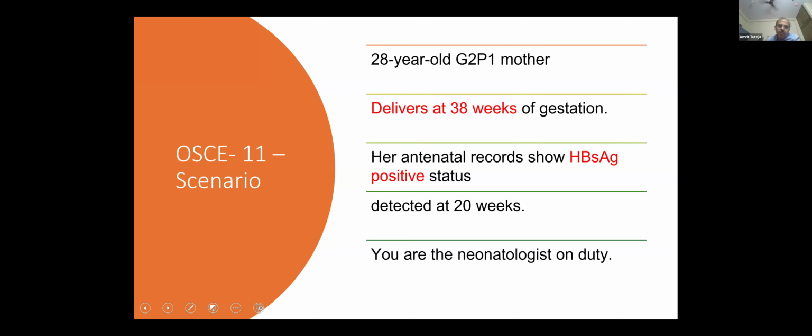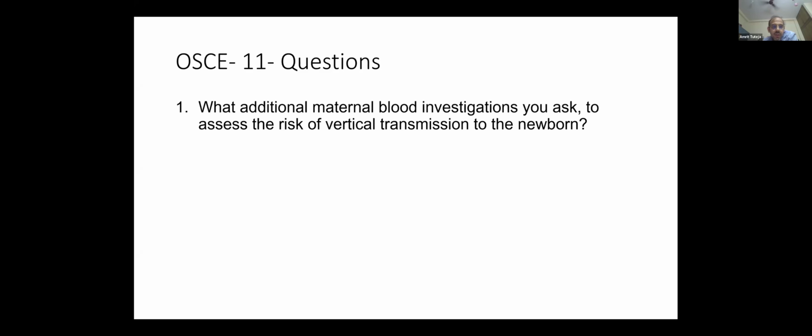Okay, this is the first question. A 28-year-old G2P1 delivers at 38 weeks. Hepatitis B is a common scenario. A hepatitis B positive mother delivers a baby, and you being the doctor on duty or the neonatologist, the gynae people are asking questions. So when you go to the labor room, what additional maternal blood investigations do you want to know that will predict the risk of vertical transmission to the newborn? That will increase the risk of vertical transmission to newborns. Any other blood investigations you want to know in the mother?